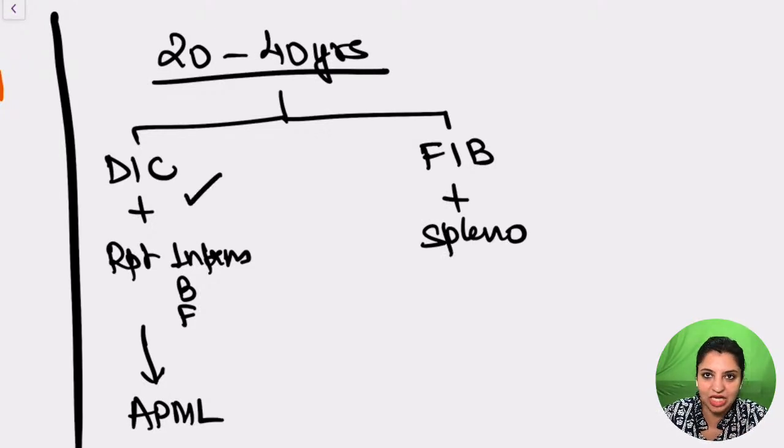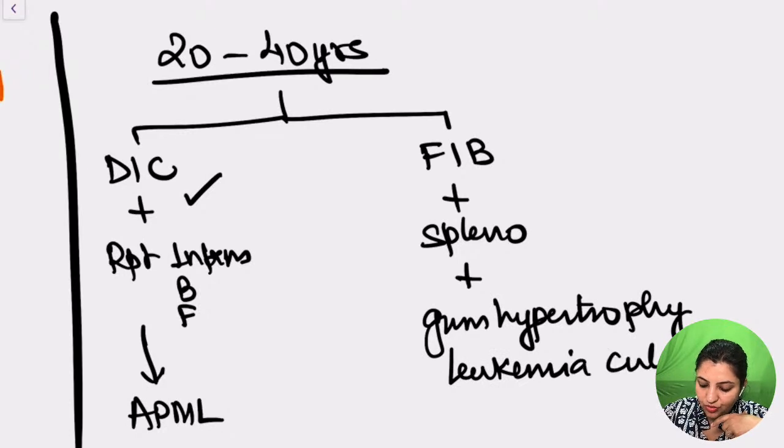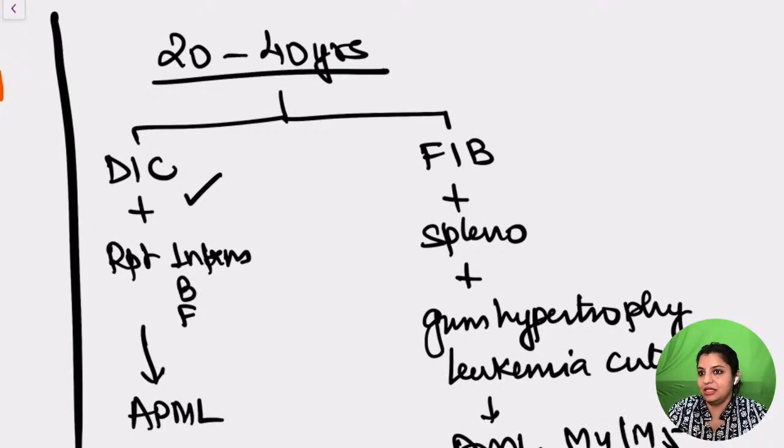In APML also splenomegaly can be there. Plus there is gum hypertrophy, gum hypertrophy, leukemia cutis. Then what is your diagnosis? Think of AML, M4 and M5. That's about acute. That's all that they can ask you in university about acute leukemias, guys.